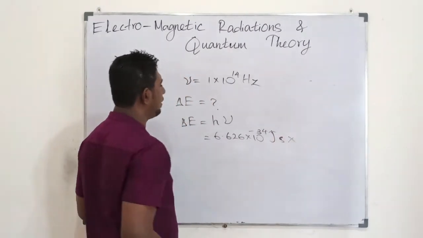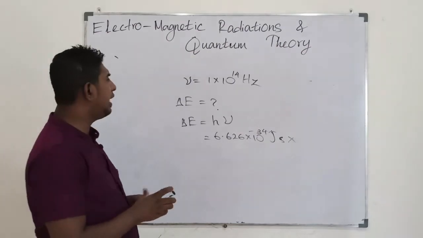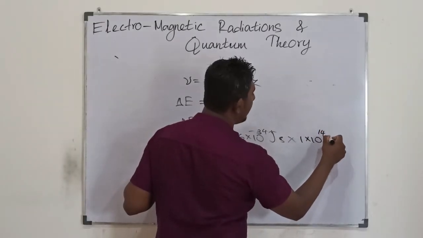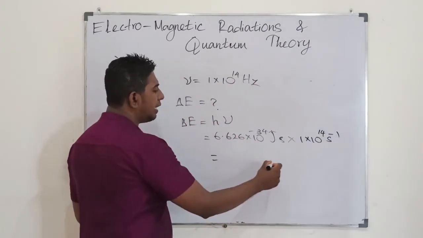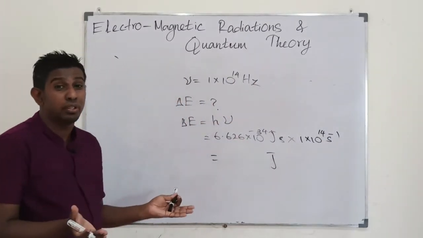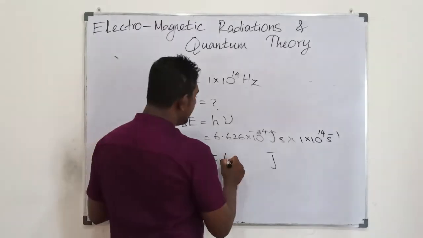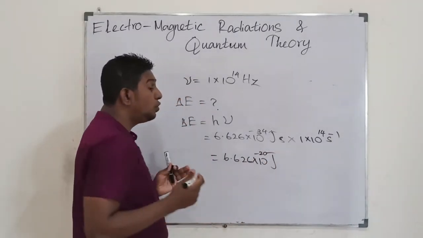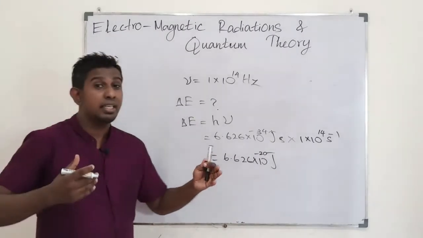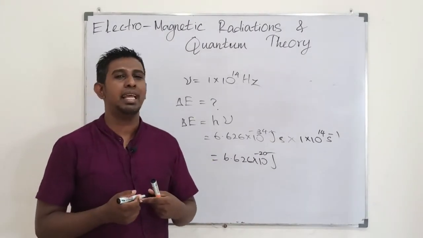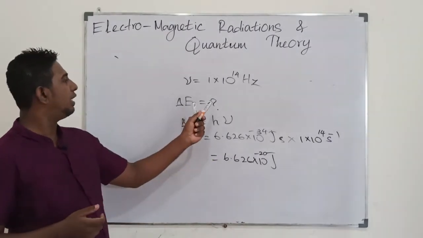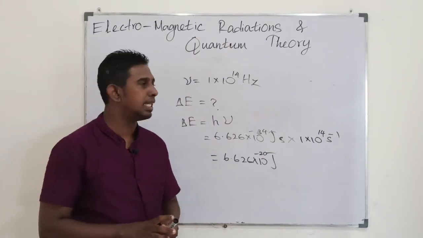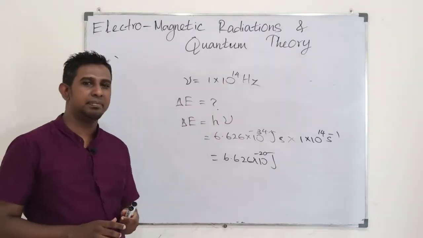So students, the frequency you would be provided is 1 into 10 to the power 14 per second. So the answer finally is in joules. It is 6.626 into 10 to the power minus 20 joules. That is the smallest energy amount that represents this frequency, the energy packet's energy amount.